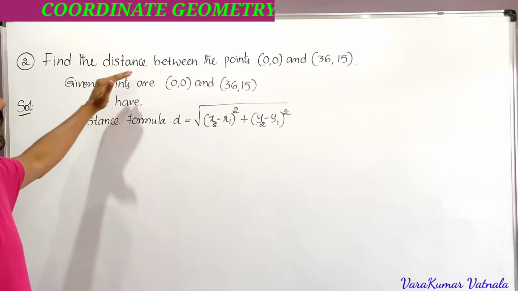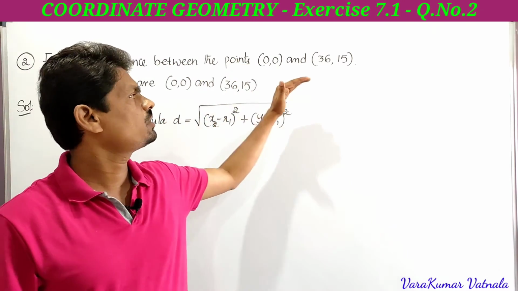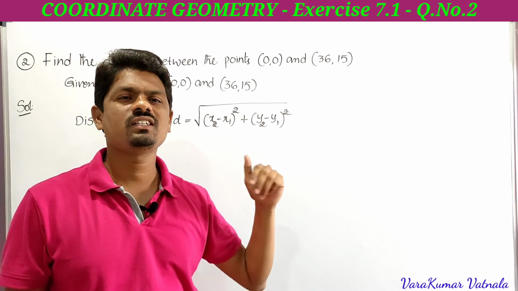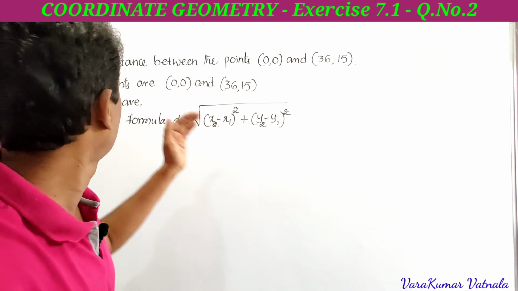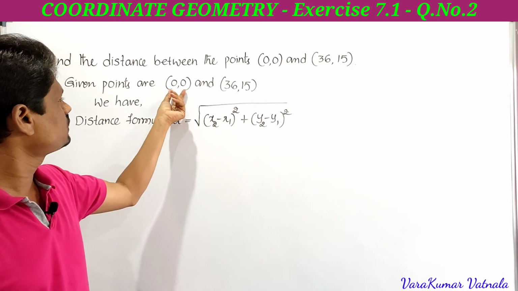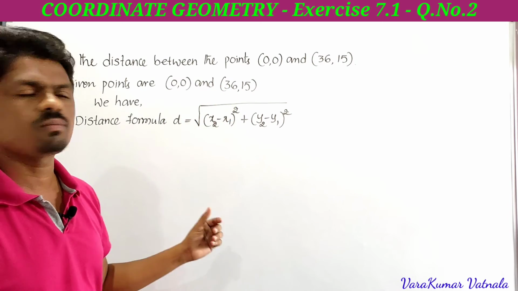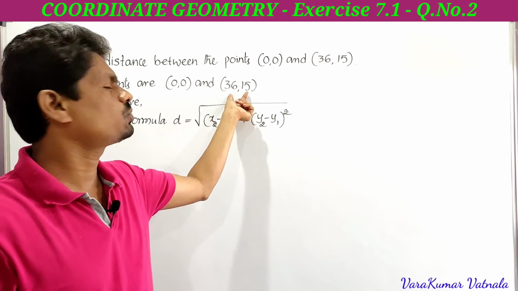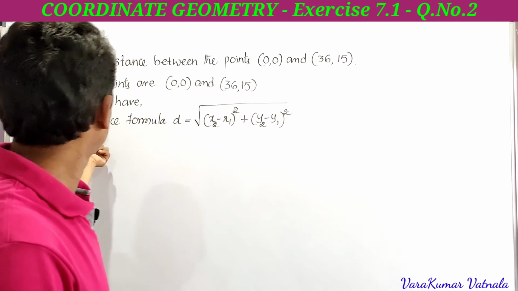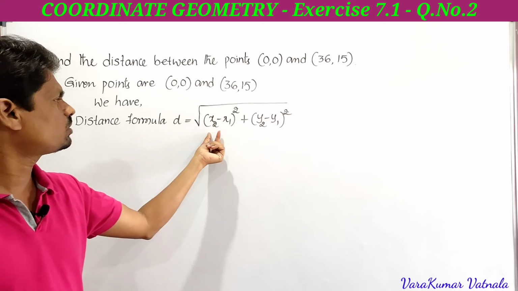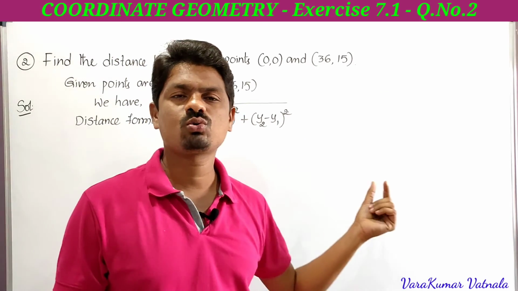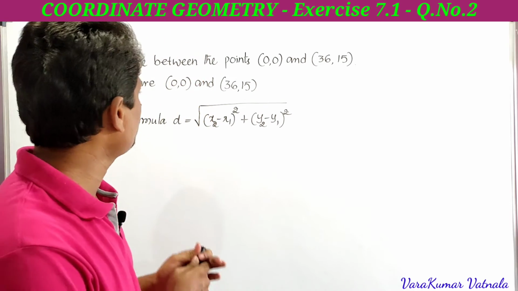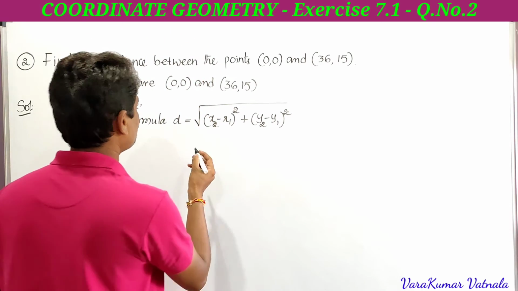Find the distance between the points 0, 0 and 36, 15. So again he has given 2 points and is asking us to find the distance between them. The given points are 0, 0 and 36, 15. Let the first be x1, y1 and the second be x2, y2. So the distance formula D is equal to the square root of x2 minus x1 whole square plus y2 minus y1 whole square. We simply have to substitute in the formula.